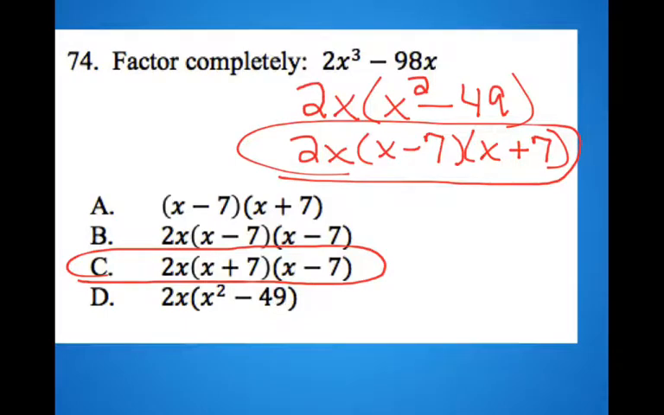We want to factor completely, so we want to take out the GCF first. So the GCF is 2x, and then we put parentheses and we see what's left. There would be an x squared minus 49 left, and then we'll do a double bubble. That'd be x minus 7 times x plus 7. That would be that answer.